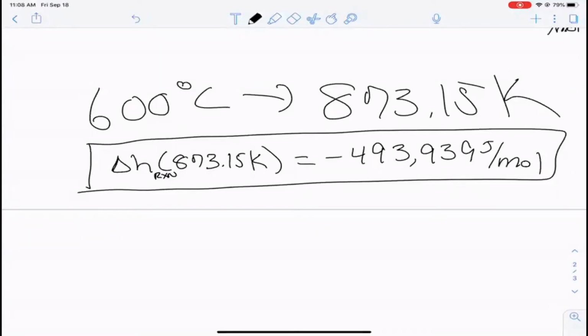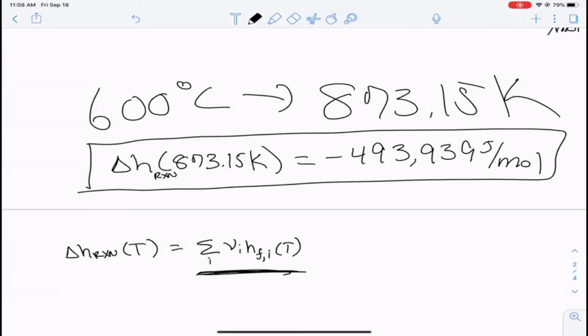Okay. So another approach that you could use is that, remember, delta H of reaction at any temperature is just equal to the sum of the stoichiometric coefficient times the heat of formation of all of the species at that temperature. So last lecture, we just assumed that we were at T0, right? So we wrote it like that, and we calculated all the standard enthalpies. So one of the things that you could do is to look at it from a heat of formation perspective.